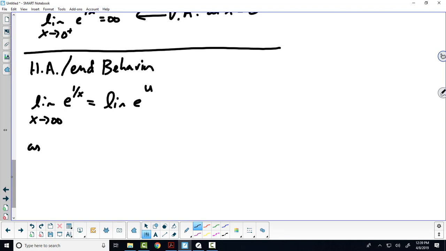Now, as x is approaching infinity, u, which is equal to 1 over x, what's it doing? Well, the denominator is getting arbitrarily large. 1 divided by a large number is approaching 0. So here we have u approaching 0. Specifically, I guess I should assign a direction here. u is approaching 0 from the right.